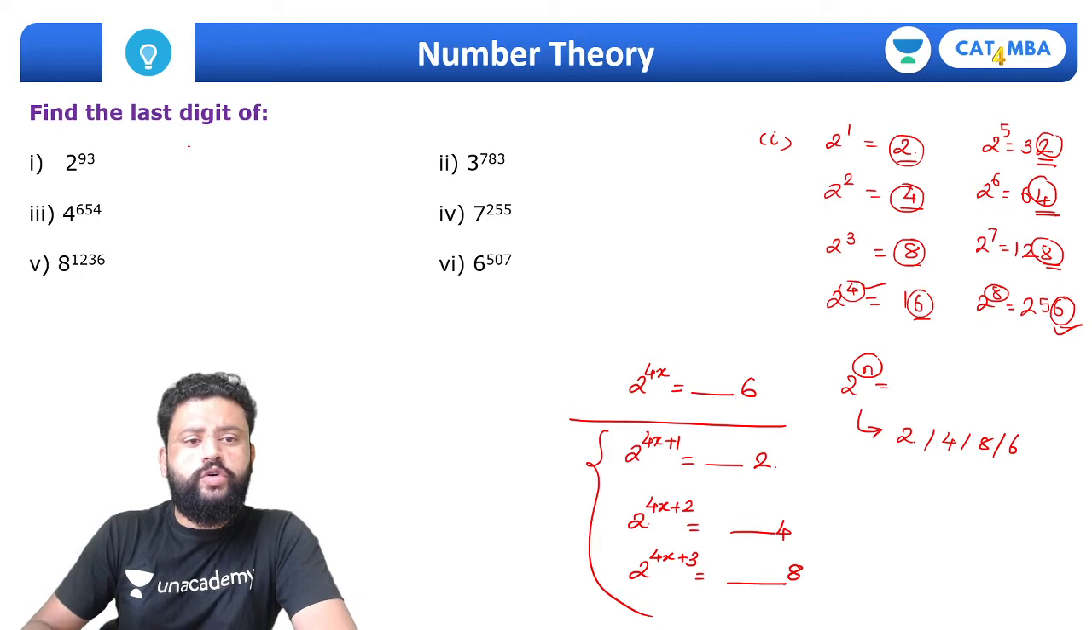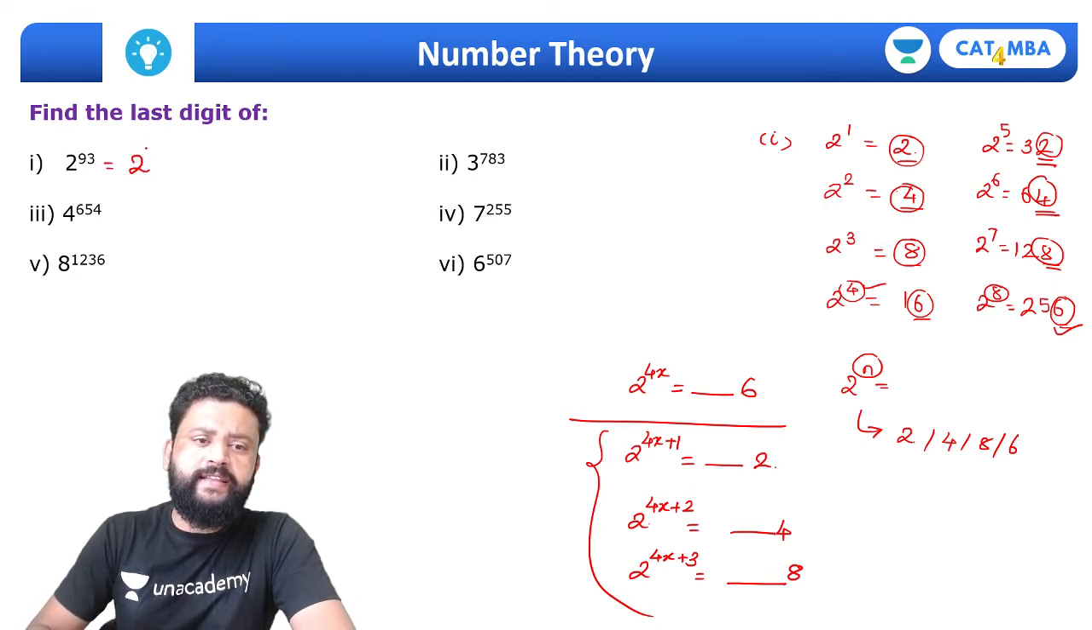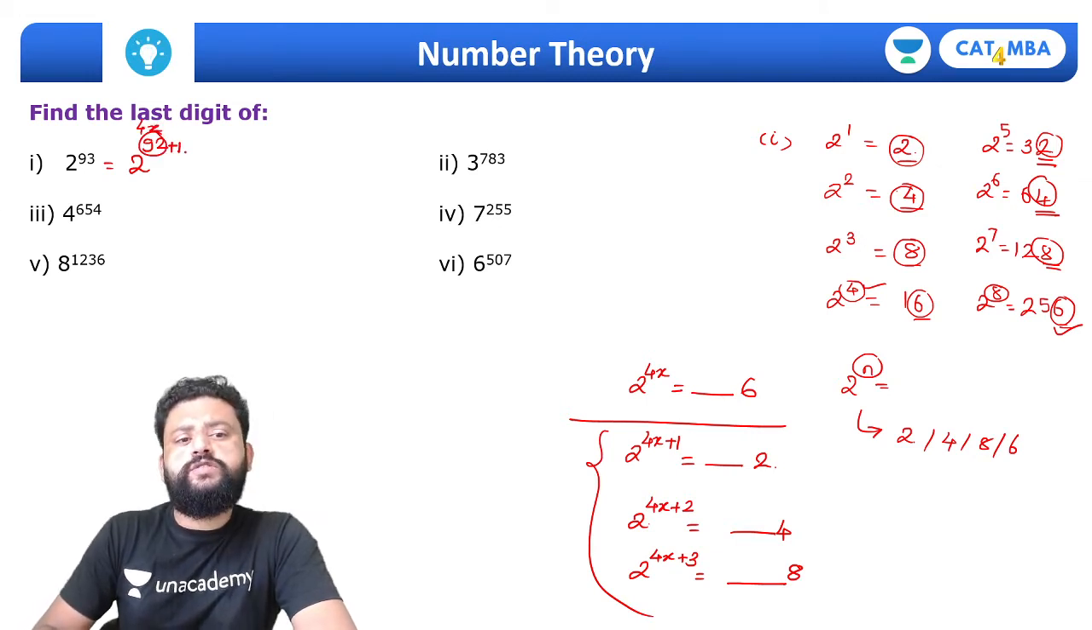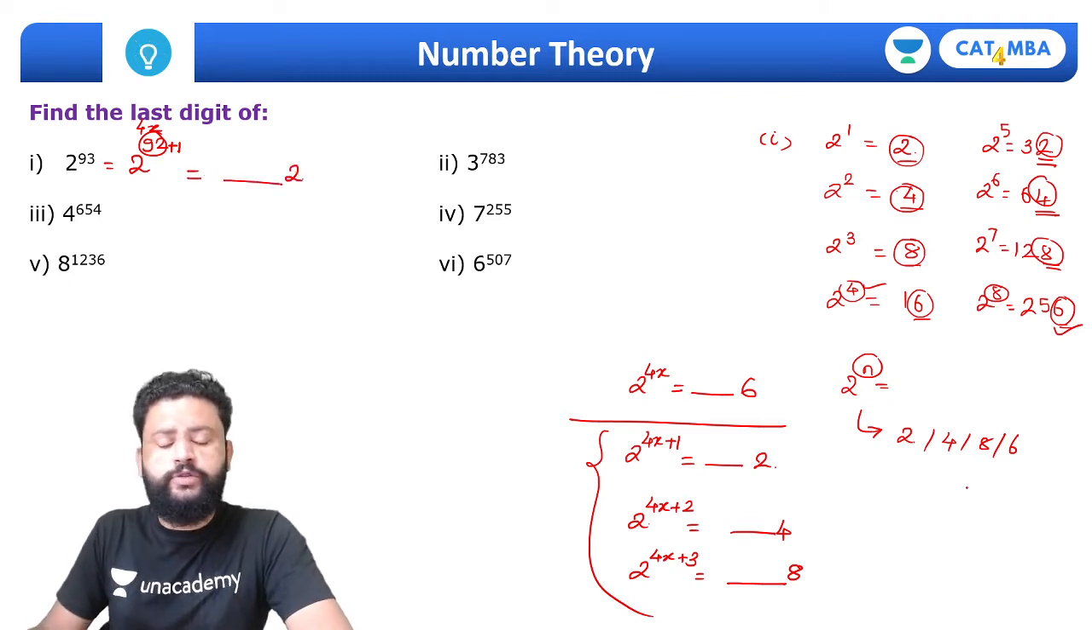So for this calculation, we know 2 to the power 93 is 2 to the power 92 plus 1, and 92 is a multiple of 4. So the answer for this question will be 2. The last digit will be 2.